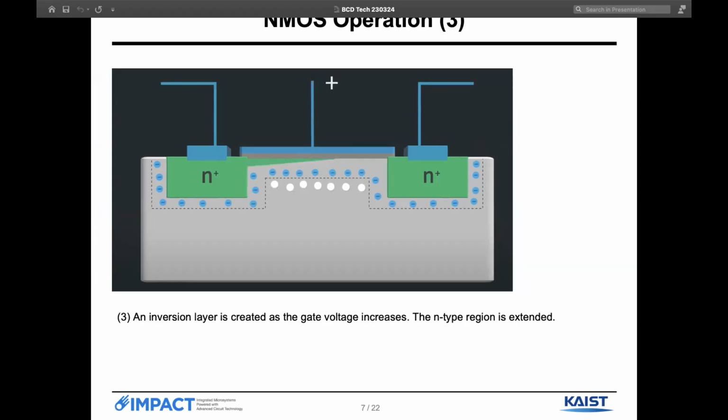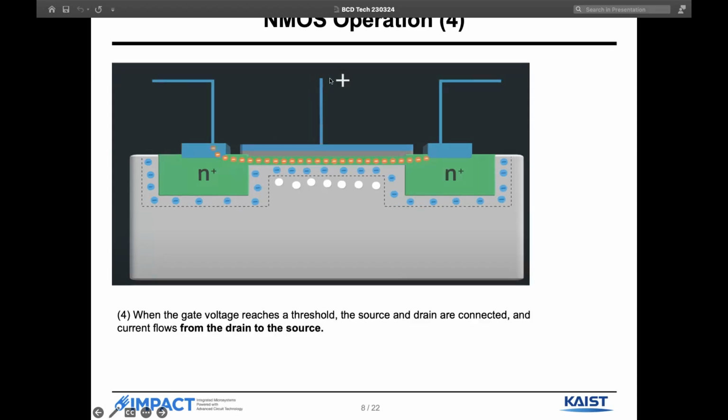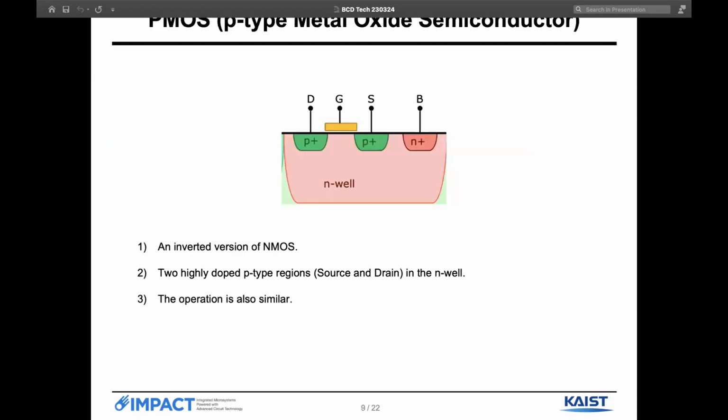Not only will the depletion region be extended, but there will also be an inversion layer created as we increase the gate voltage, as we can see right here. Basically, this part is becoming N-type. Once the gate voltage exceeds a certain threshold, the source and drain will be connected with this new N-type substrate, and there will be an electron flow from the drain to the source. That's how the NMOS works.